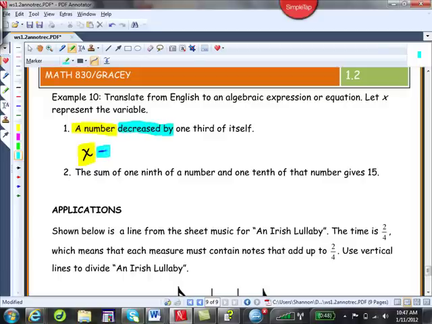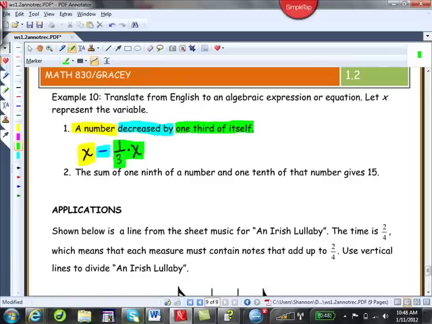1/3 of itself. The 1/3's not so bad, right? 1/3 is just 1/3. What does of mean in math? Good. Times. And then itself would imply the same number. So 1/3 of itself would be 1/3 times x, or just 1/3 x. So this part, 1/3 of itself, is represented by these symbols.